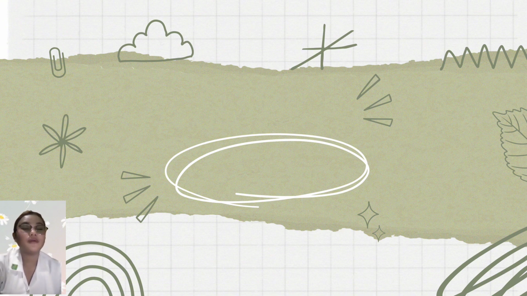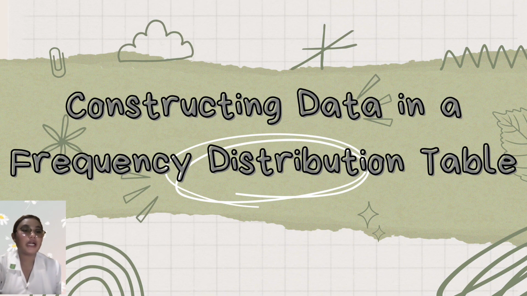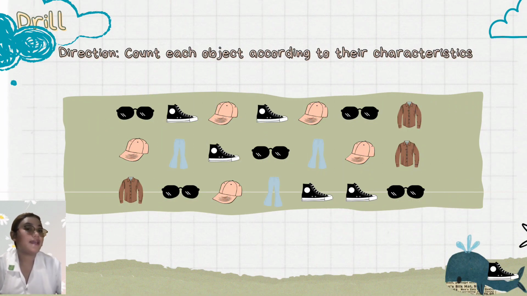Okay. Our topic today is constructing data in a frequency distribution table. So, drill muna tayo. Direction, count each object according to their characteristic. So, anong napapansin niyo sa picture? Yes, Anna? Okay. Yes, tama. According to Miss Anna, yung nasa picture daw ay puro sinusuot or ginagamit.